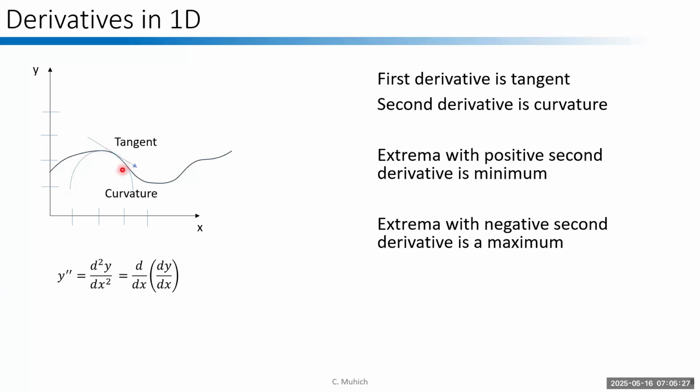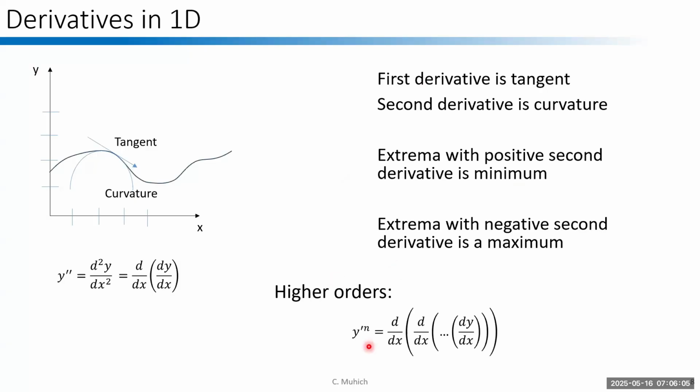If my second derivative is negative, then I'm curving down. If it's positive, then I'm curving up. And so you can determine if you have a maximum or minimum from your first derivative. So extrema which have a positive second derivative, that's a minimum, right? Because I have to curve up from that point. And extrema with a negative second derivative will tell you that that's a maximum. Okay, and of course we can take higher order derivatives, nth order derivatives. So y to the n is just continually taking derivatives of derivatives of derivatives.